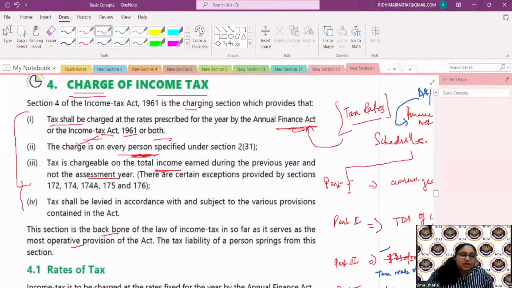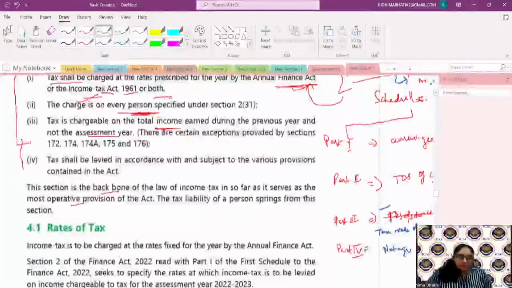Now they say the charge is on every person specified under section 2(31). Now the definition of person we have seen: individual, HUF, AOP, BOI, firms including LLPs, companies, local authorities, artificial juridical persons. Correct? Great. Now tax is chargeable on the total income earned during the previous year and not the assessment year.